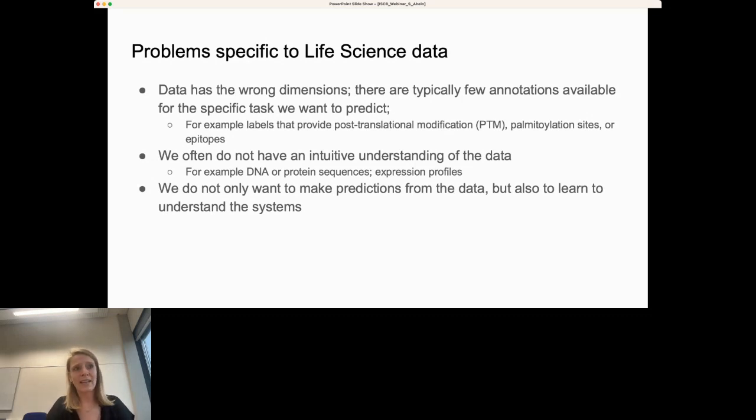It also means that secondarily, we don't only want to make predictions, but we also actually want to learn to understand the systems. Now, I want to just give you some examples out of our research group to see where we run into these kinds of problems, and also where you can partially solve these problems.